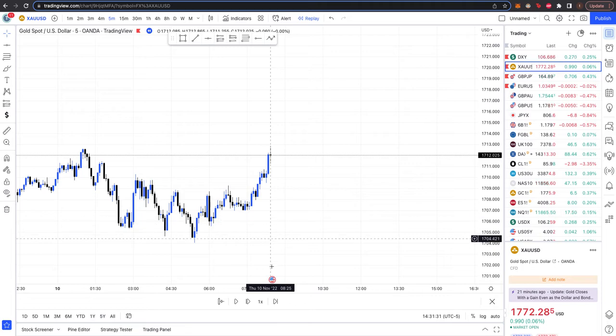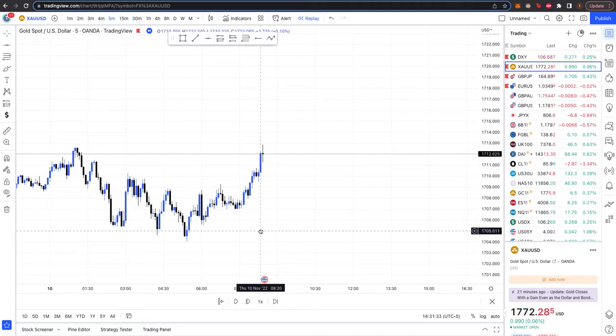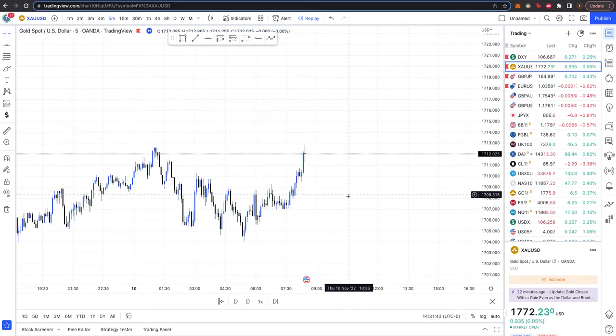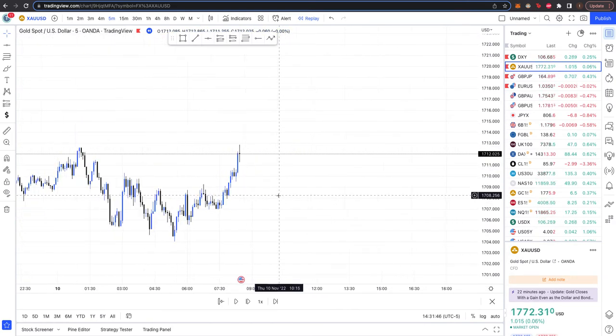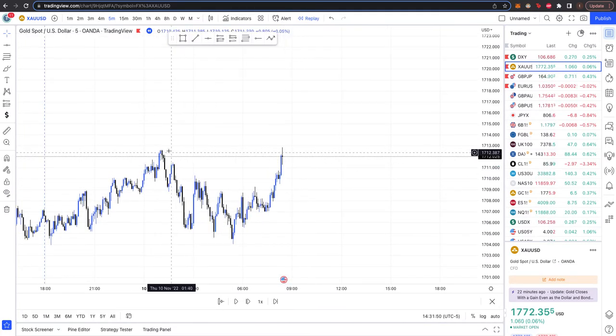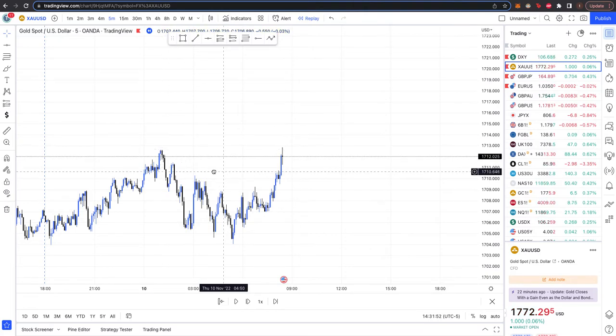Okay, so we can see here I'm on rewind mode on TradingView, and I'm at 8:25 on the 5-minute chart on gold against the US dollar. Okay, this is primarily what I trade. Right, so I come to the chart, it's 8:30, and you can see where price is, right? Price is just at this high over here, okay?